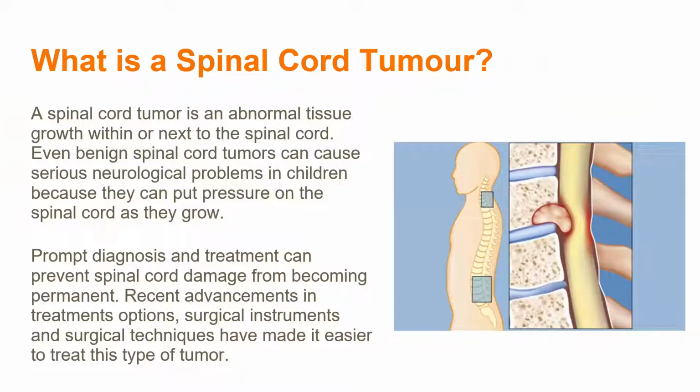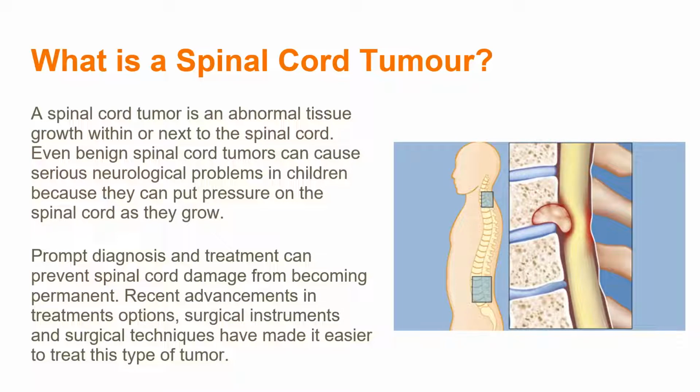So, what is a spinal cord tumor? A spinal cord tumor is an abnormal tissue growth within or next to the spinal cord. Even benign spinal cord tumors can cause serious neurological problems in children because they can put pressure on the spinal cord as they grow. Prompt diagnosis and treatment can prevent spinal cord damage from being permanent. Recent advancements in treatment options, surgical instruments, and surgical techniques have made it easier to treat this type of tumor.